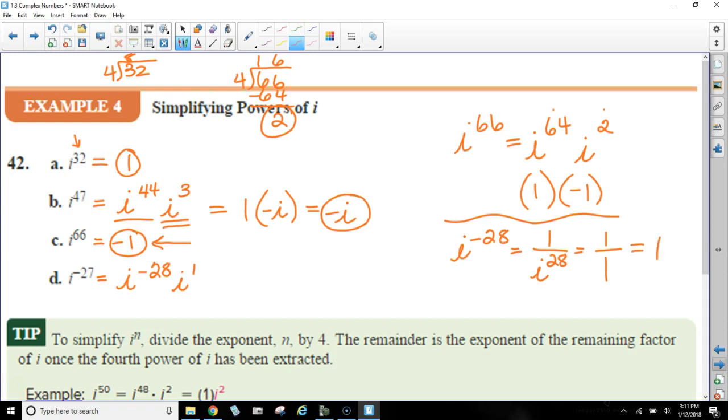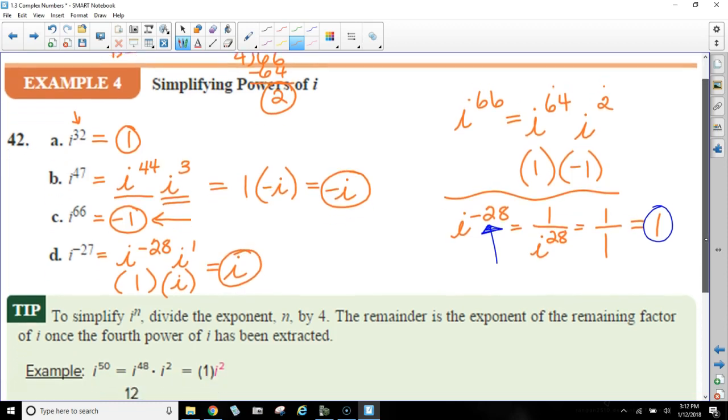So the lesson to be learned from that discussion is that if the exponent is a positive or a negative multiple of 4, it simplifies to be 1. So back over here on our example 42D, i to the negative 28 is 1. Then we have times i. 1 times i is i. That's how that one would simplify.